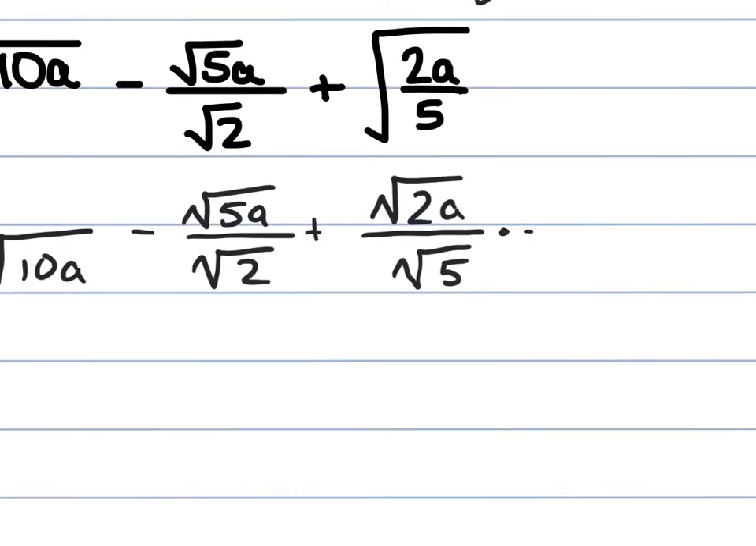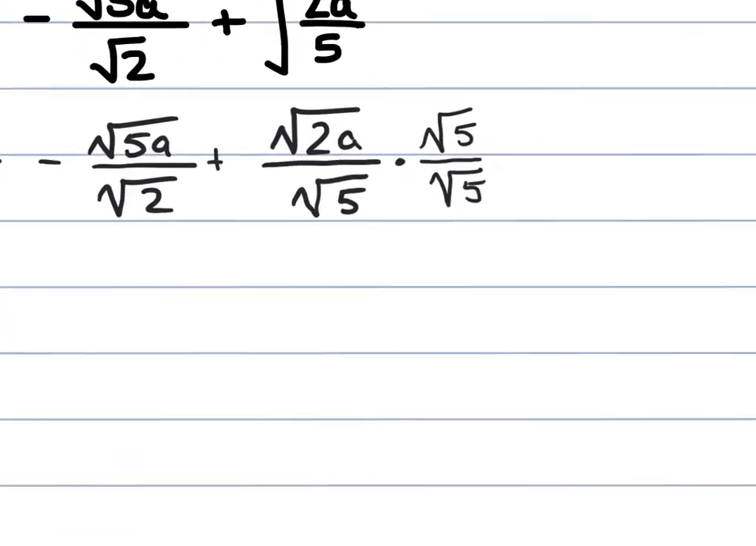You could do the other one first. It's not going to change anything. What am I going to multiply this by on top and bottom? Okay, so the top and bottom are going to be multiplied by the square root of 5, because that will end up getting rid of the radical in the bottom.